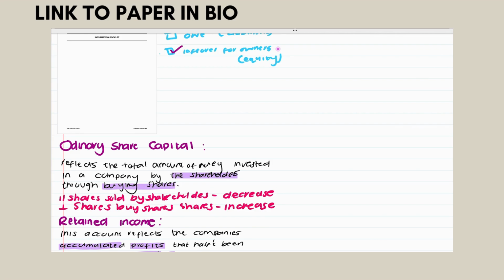Okay, the next part is the retained income. The retained income account reflects the company's accumulated profit. So what makes this different to our net profit after tax? Because that is profits. The retained income takes into account the dividends, which is the money or the payments that are made by a company to the shareholders. It also takes into account the buyback expense.